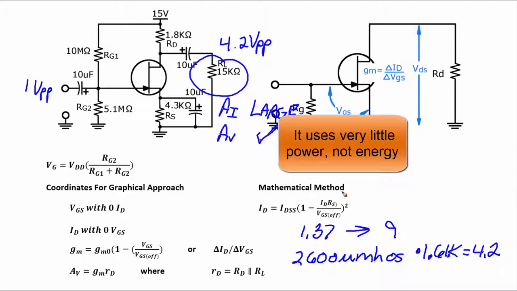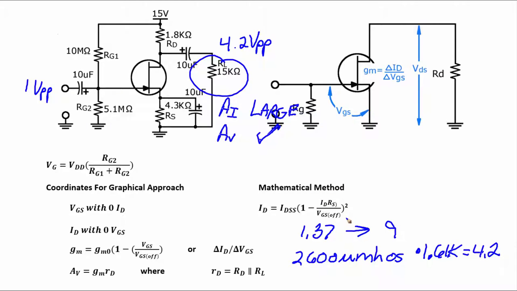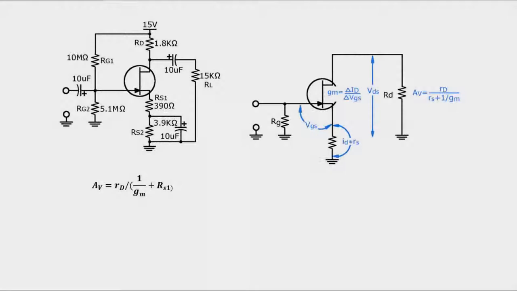And although I haven't covered it, there is a mathematical method to finding what the drain current is going to be, given a known value for VGS(off) and IDSS. But notice now we have ID on both sides of this equation, so guess what? You have to set it up as a quadratic. And if you want to, just get a calculator and do it that way. I'm not going to go through all of that, and you can do that on your own if you're interested in it.